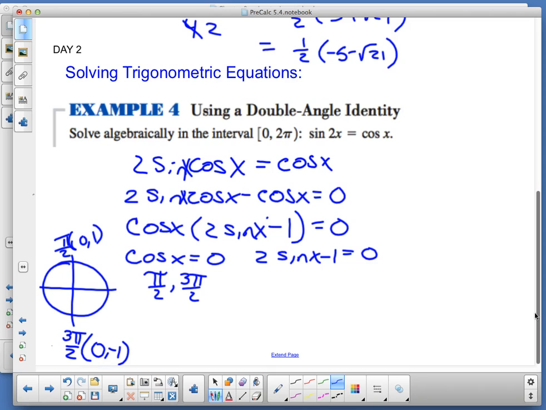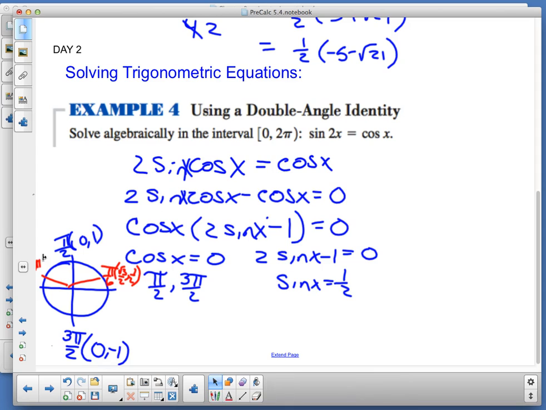Right? Now, I've got here sine of x equal 1/2 after I add 1, divide by 2. So I got to be thinking, where is sine 1/2? So my answers for sine being 1/2 are pi over 6, which is the square root of 3 over 2 and 1/2, and 5 pi over 6.